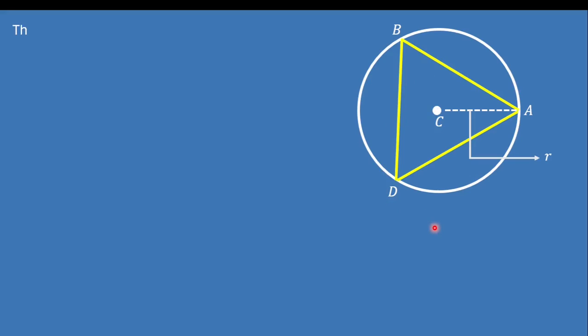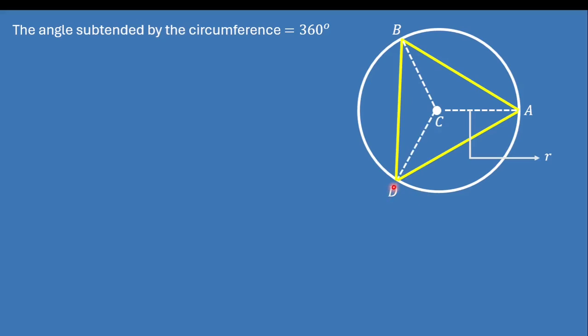Now we know that the total angle subtended by the circumference of a circle equals 360 degrees. So if I join vertex B with C and vertex D with C, then I can divide the whole circle into three equal sectors. That is the sector subtended by the arc AB, the sector subtended by the arc BD, and the sector subtended by the arc DA. Since arc AB equals arc BD and BD equals arc DA, the angles subtended by these arcs are also equal.